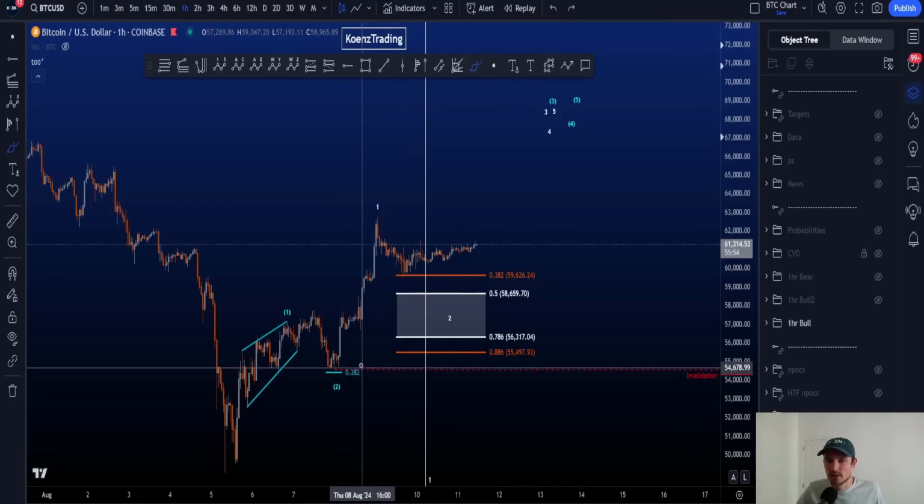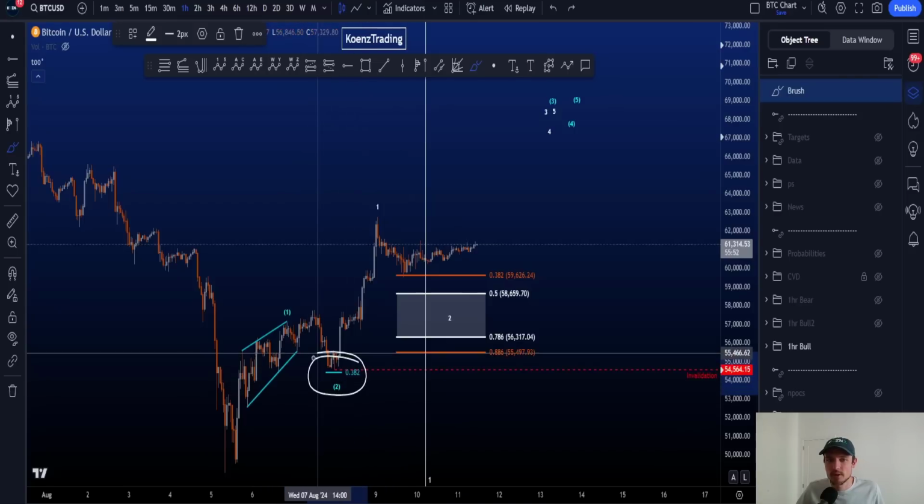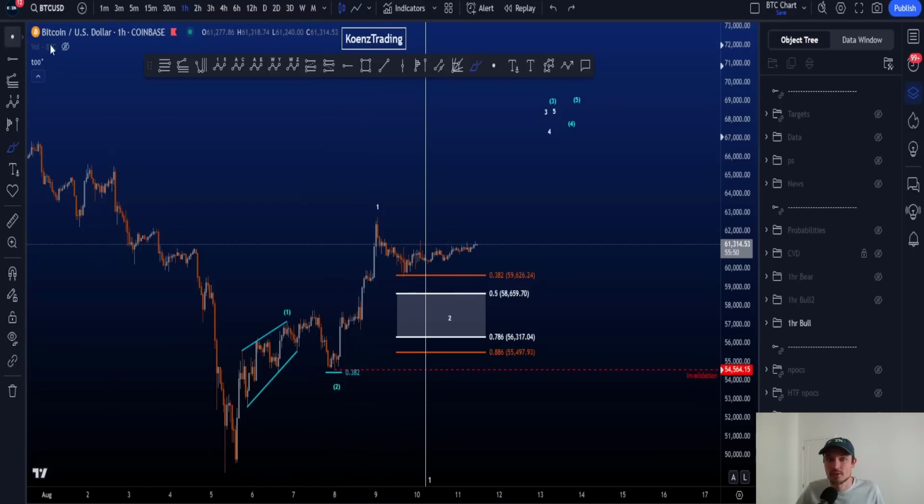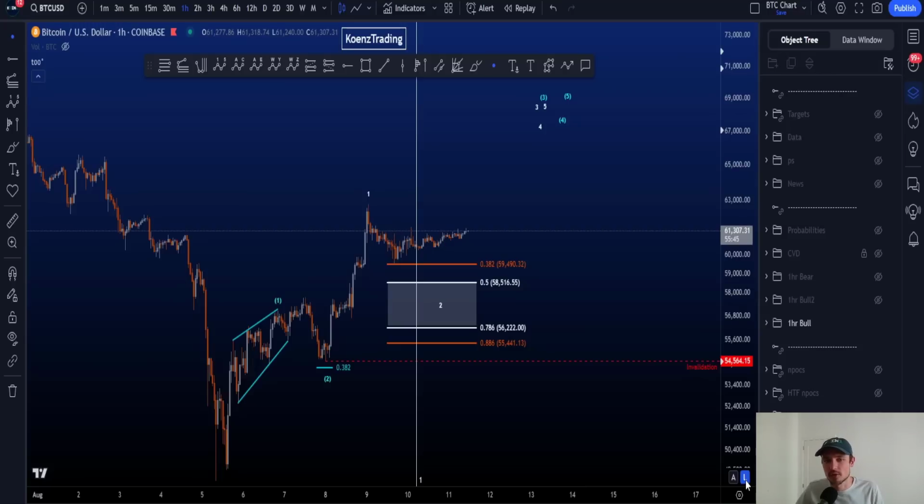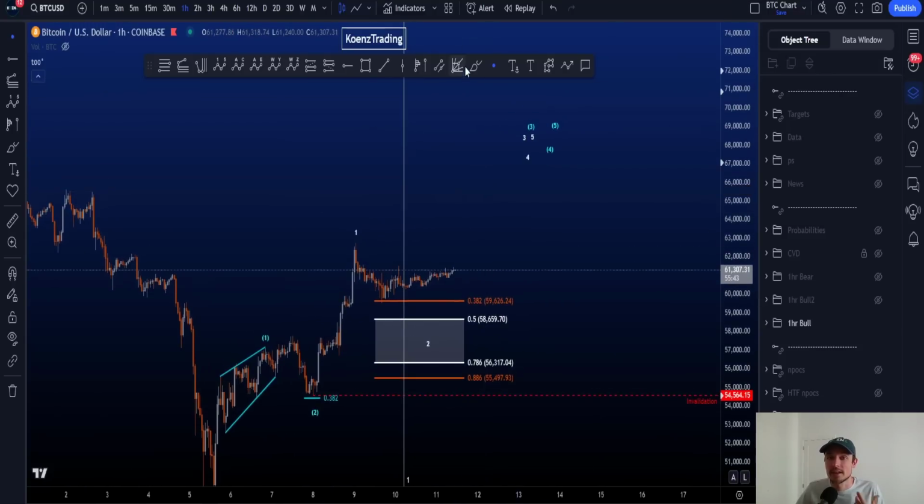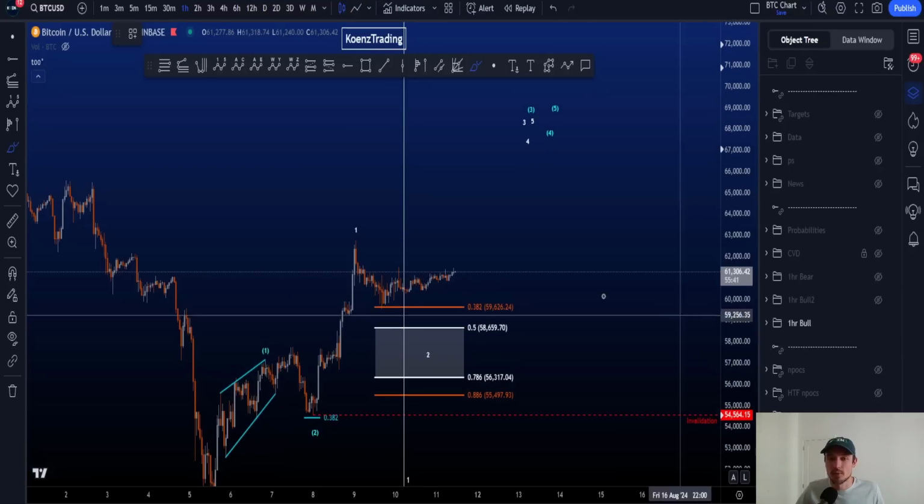Something to note as well, which is very interesting, is that this blue wave 2 here did not touch the 0.382. It just missed out both on the linear chart as well as on the logarithmic chart. And that is something that is actually very rare for a wave 2.